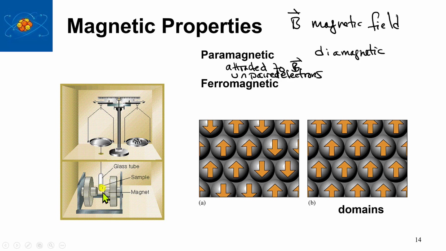And in a Gouy balance, they take a sample and they put it inside a tube, they seal it, and they balance this, and then they put it inside a magnetic field, and it'll either get pulled down, and so they can measure the force, or it'll get pushed out, and so they could also measure the force because it pushes the sample out of the magnetic field. So those samples would be diamagnetic. Diamagnetic samples are pushed out of or repelled by a magnetic field, and these generally have all paired electrons.